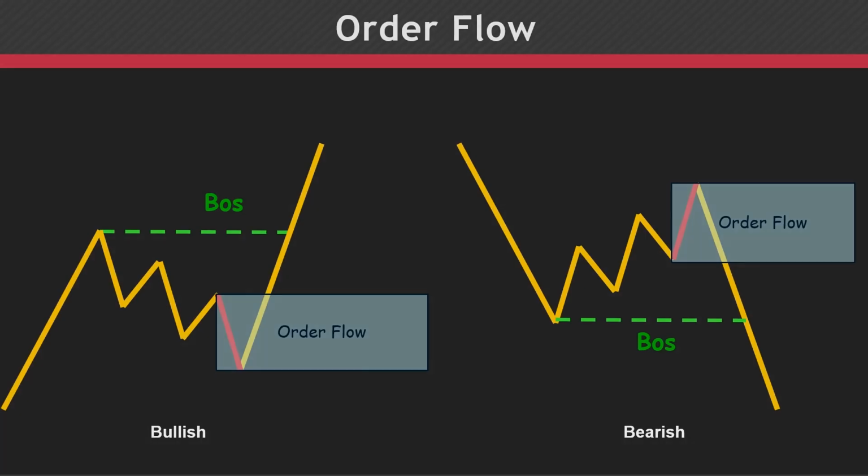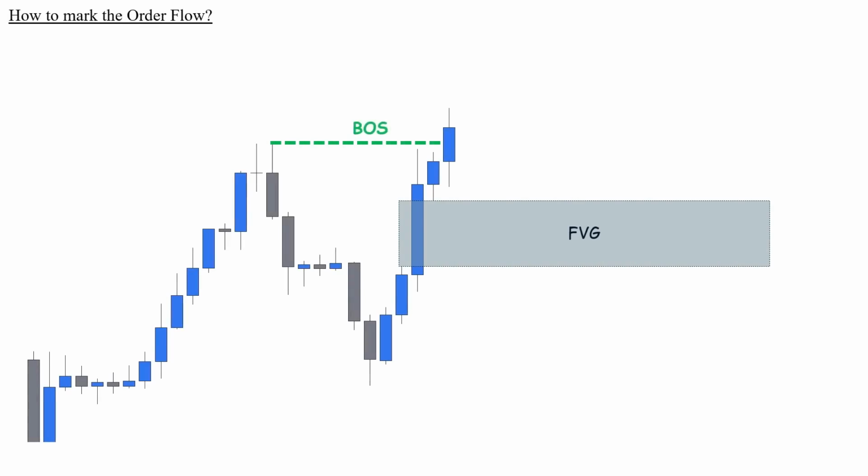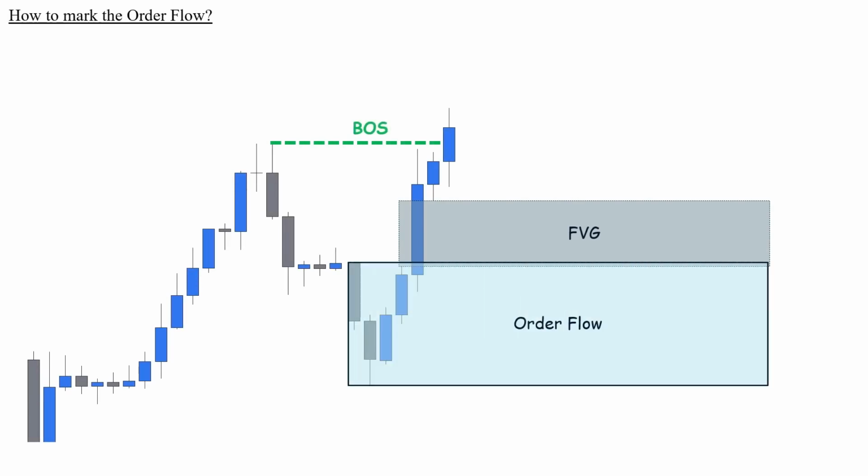For example, here we have this move that created fair value gaps and a break of structure. These two candles are the last bearish momentum before the drastic move happens, so we draw them in. The order flow area might be a large zone and usually contains the order block within itself.